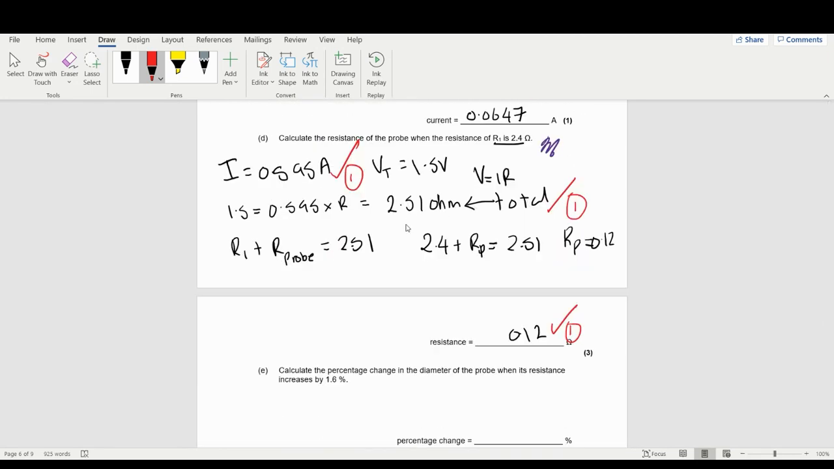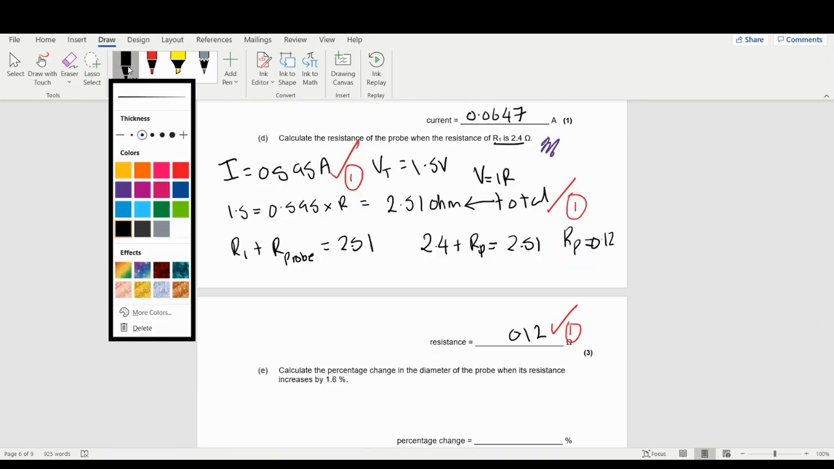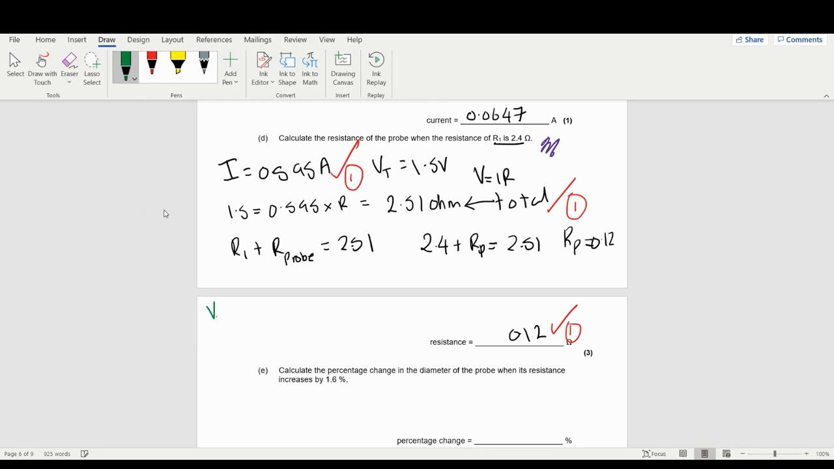So another method, so I'm just going to do this in the corner in a different color. You could have done the V of 1 is going to be 0.595 times by 2.4. That's going to be 1.428. So 1.5 minus 1.428 equals 0.072. So this is how many volts is across the probe.